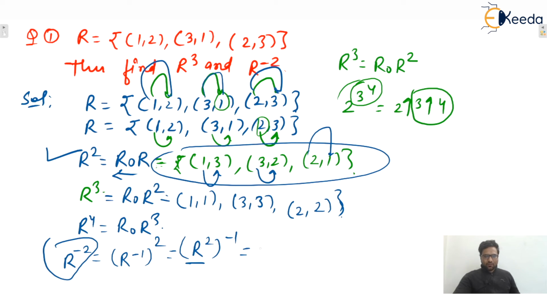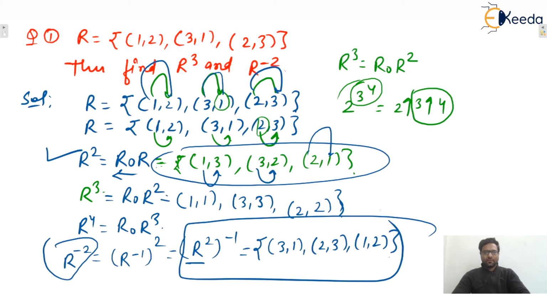So just take the reverse of that relation. So we can say that 1 comma 3 becomes 3 comma 1, 3 comma 2 becomes 2 comma 3, and 2 comma 1 becomes 1 comma 2. Isn't it? I hope this one is clear to everyone. So that is the power of a relation. Okay, so moving to the next one.